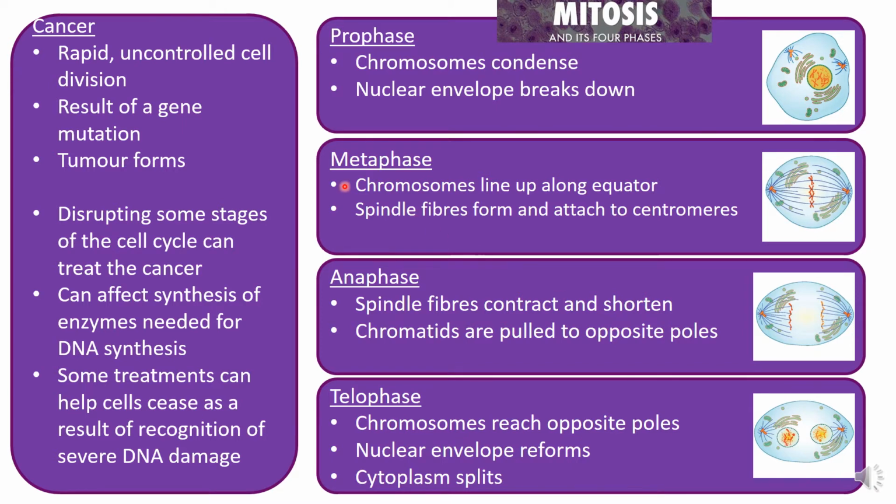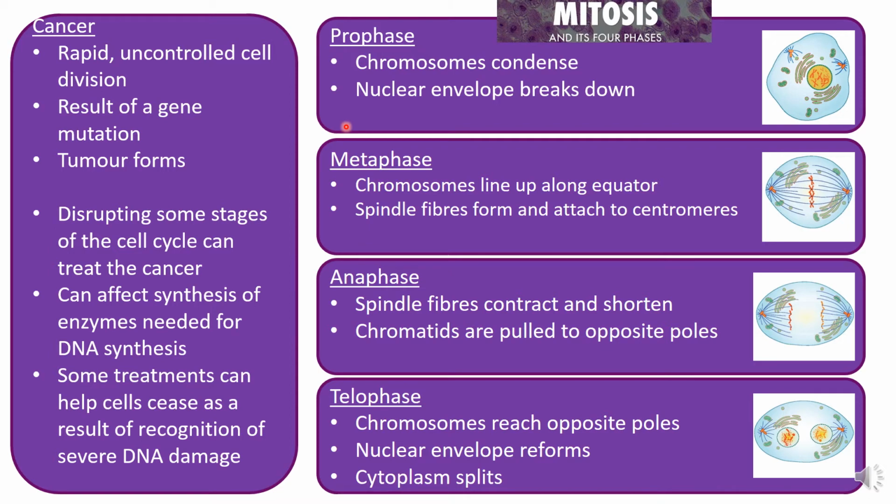Cancer, the definition of cancer is the rapid and uncontrolled division of cells. Now this links to mitosis because often when a tumour forms, there has been some sort of disruption to mitosis, to one of the phases of mitosis. Cancer is usually the result of a gene mutation, and the result is generally that a tumour will form. Now, if we disrupt some of the stages of the cell cycle, we can try and treat the cancer. So lots of chemotherapy drugs aim to disrupt a specific phase of the cell cycle.